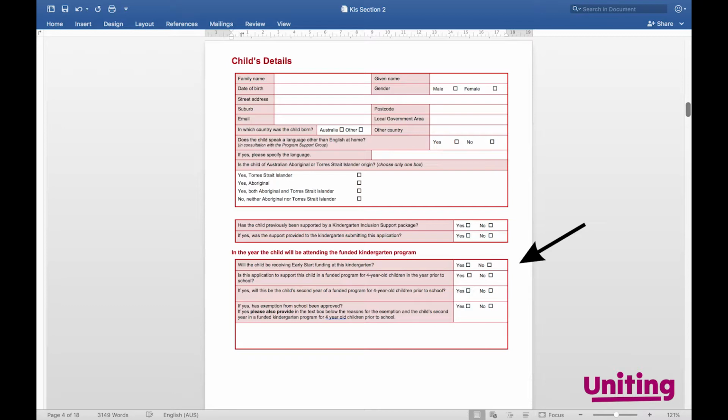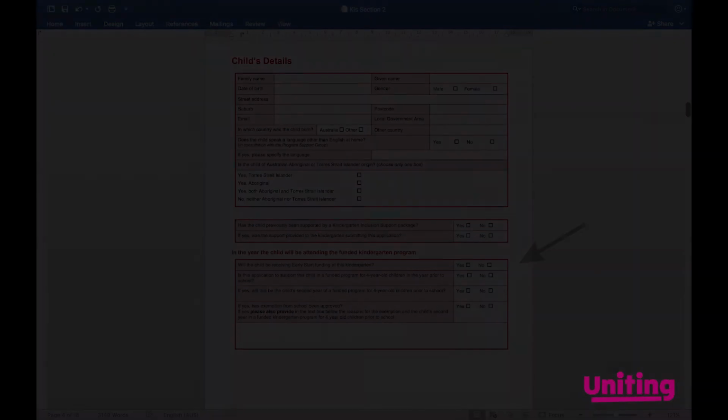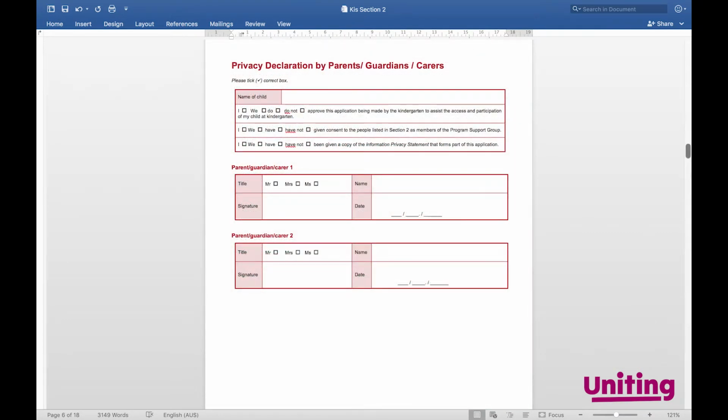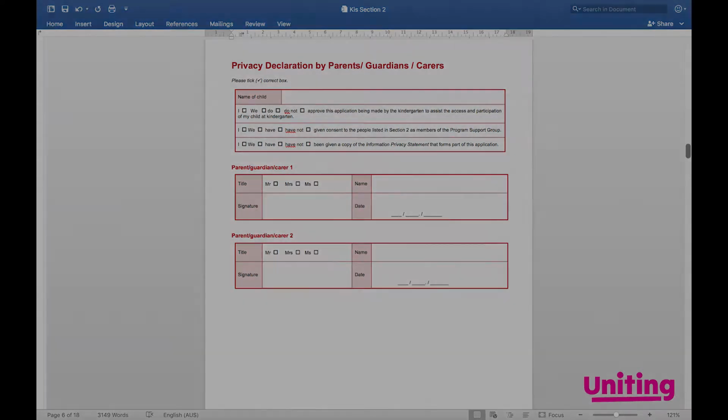Remember, if the child is having a second year of preschool, you will need to complete the text box as to the reasons for a second year. The privacy declaration. Please make sure that the parents have correctly checked the boxes to indicate that they have given their consent and signed accordingly. One parent's signature is sufficient.